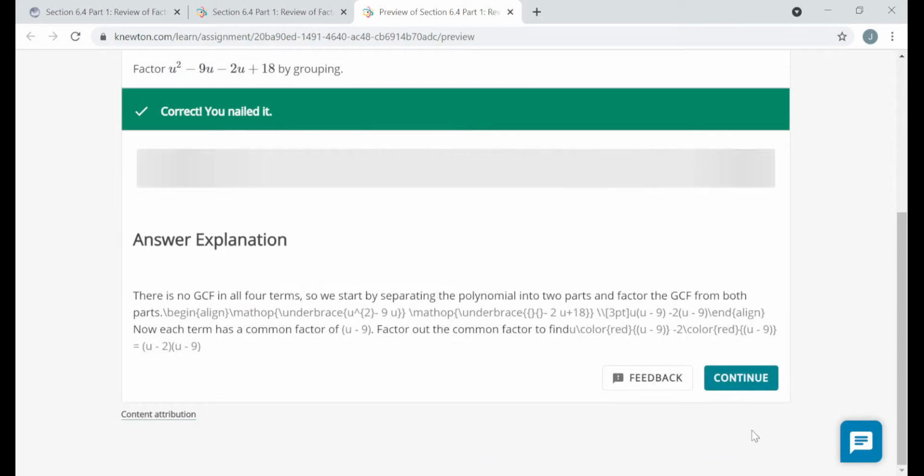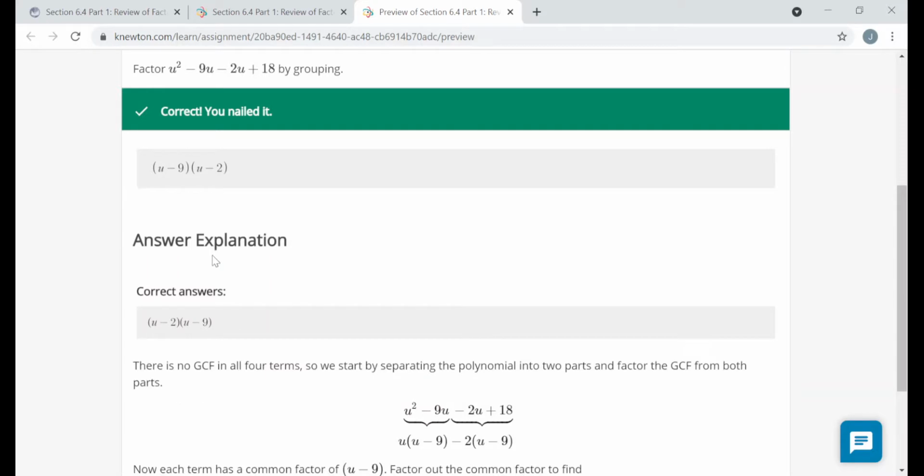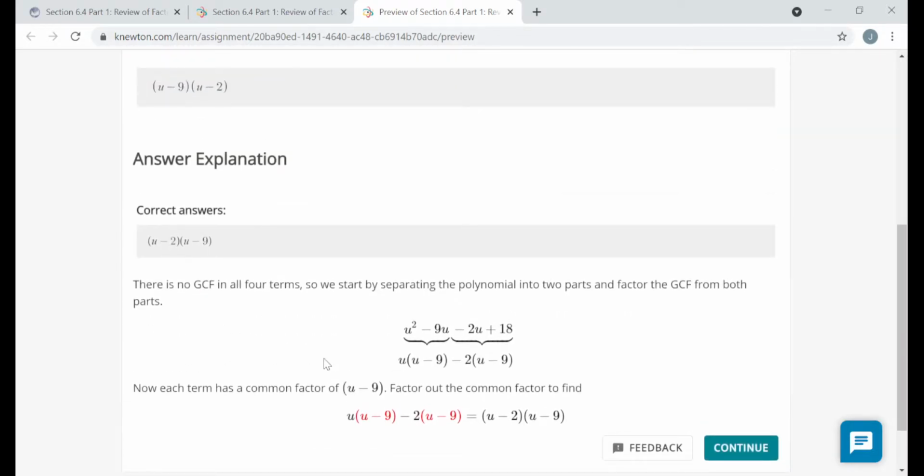Okay, wonderful. And after every question, whether you get it right or wrong, you have an answer explanation. Please read through this. If you get it right, read through it to make sure you got it right for the right reasons and that you didn't just get lucky. If you got it wrong, read through it to see if you can figure out where you went wrong, and maybe you can learn from your mistakes and do better the next time.